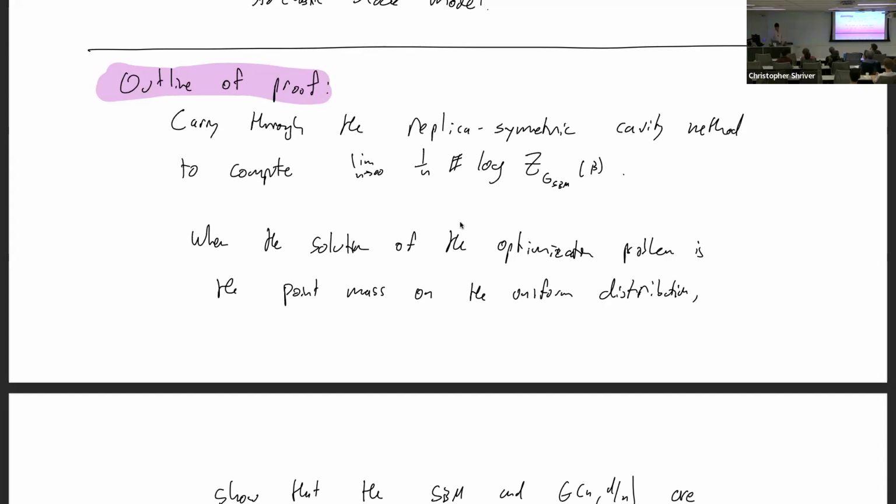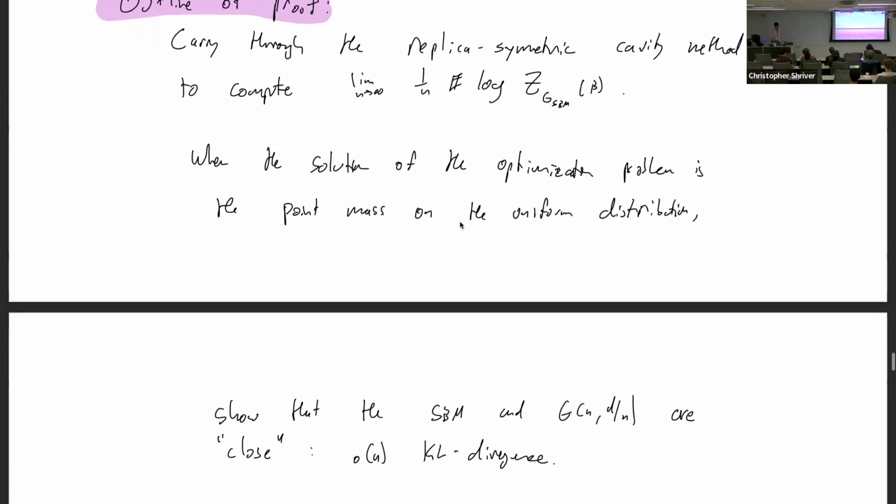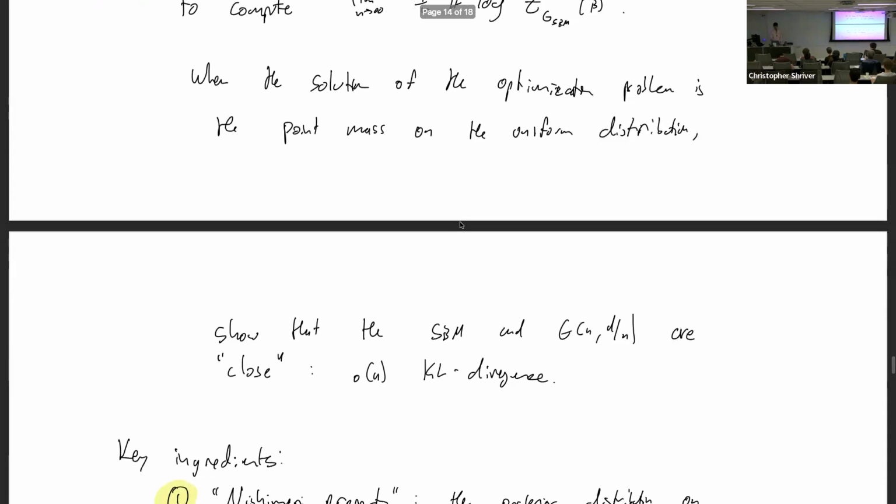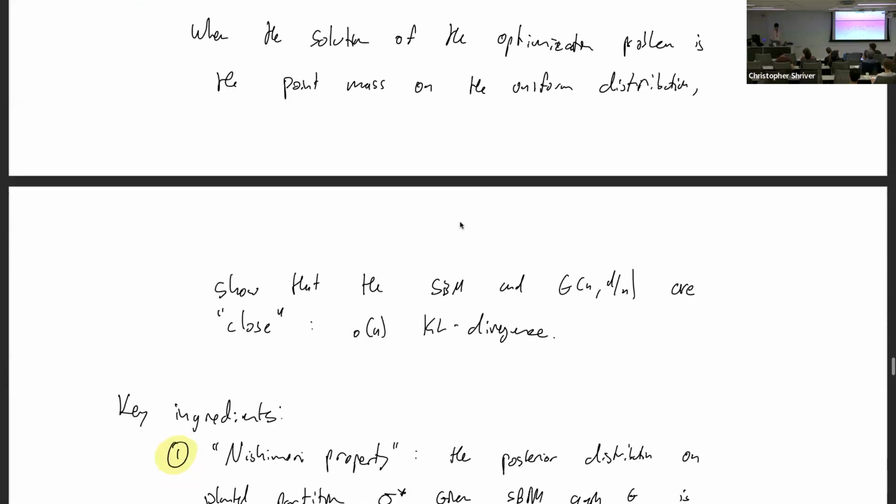Okay. And then we're going to show when the solution to this optimization problem, or the optimizer, is the point mass on the uniform distribution, the stochastic block model and the random graph are close, meaning like little o(n) KL divergence.